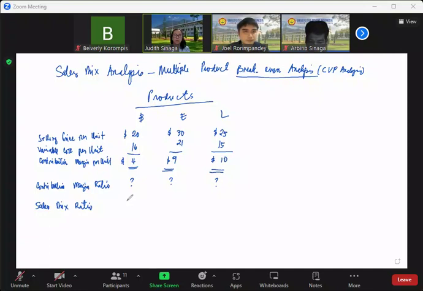We have the sales mix ratio. We will sell 3 of product B, 2 of product E, and 1 of product L. So this is called the sales mix ratio. Who decides this? It's the management, yeah?